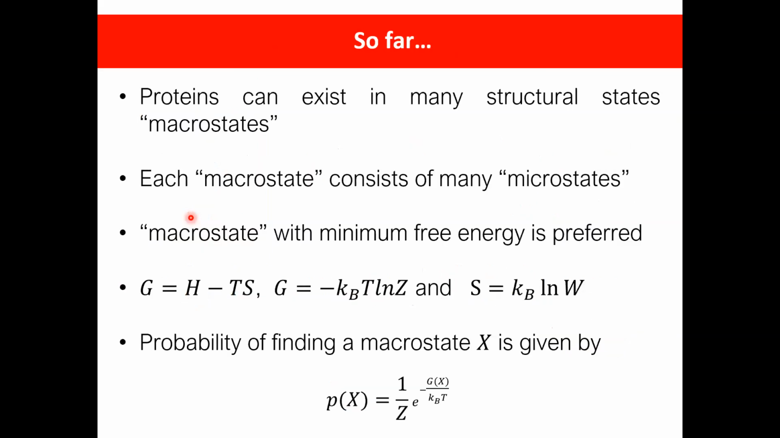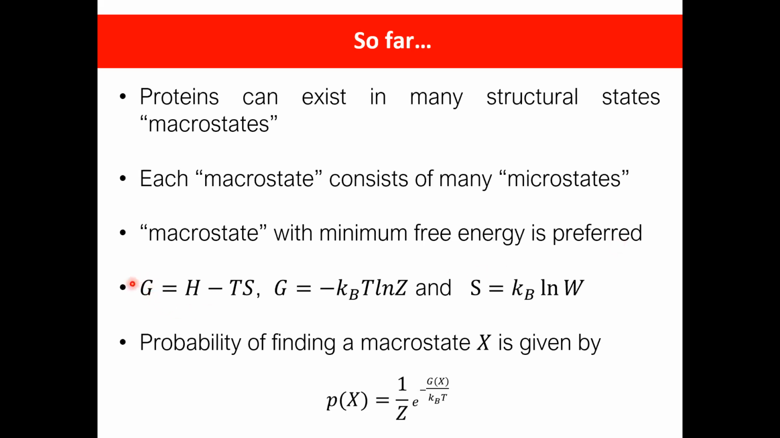So this is the summary of what I have told you so far. If we have a protein, then it can exist in many structural states, like open, closed, straight, bent, which are macrostates, and each macroscopic state consists of many possible microscopic arrangements, which are also called microstates. And the macrostate which has minimum free energy will be preferred because of this dependence of Px on G.